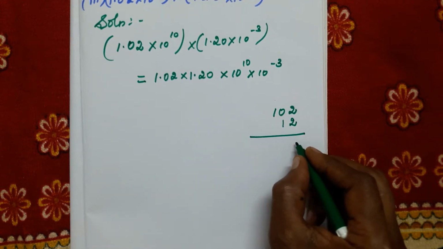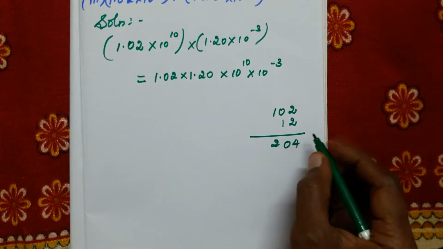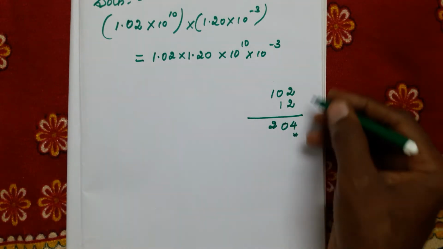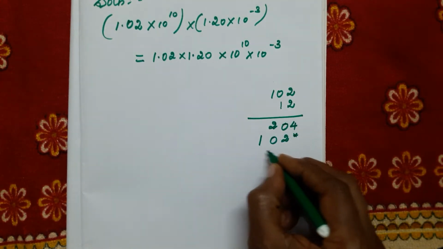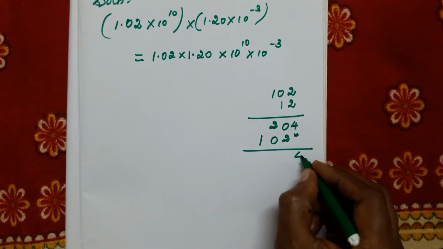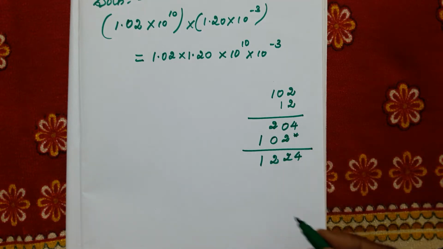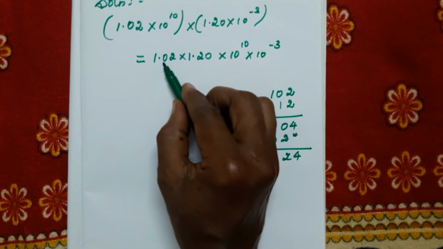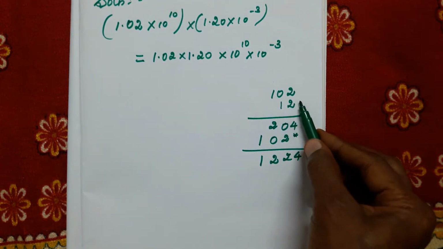2 2s are 4. Next 0, 1 2 is 2. Next 1 digit we want to leave it. Next 1 2 is 2. 1 into 0, 0. 1 1 is 1. And it is 4 2 2 1. How many places we have to move the decimal point? 1, 2, 3, not 4. We didn't write this 0.